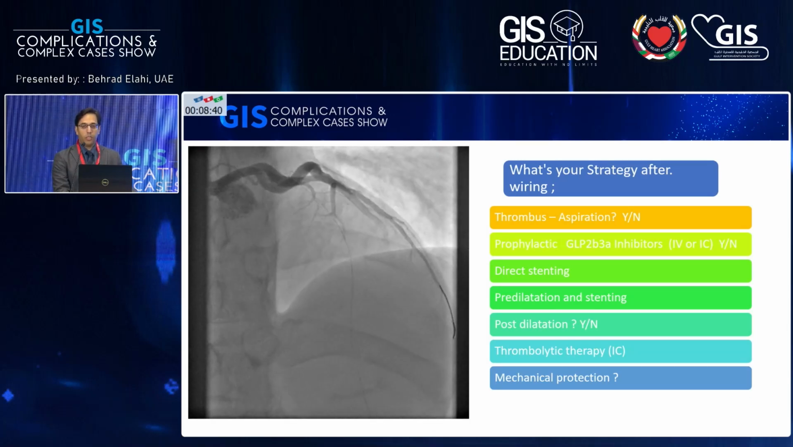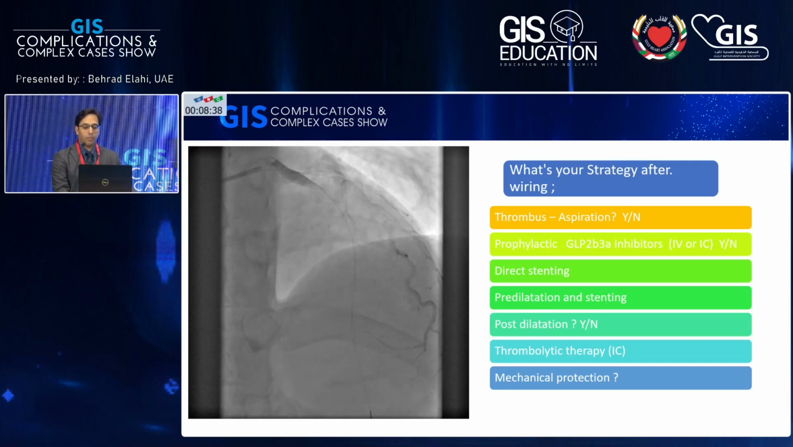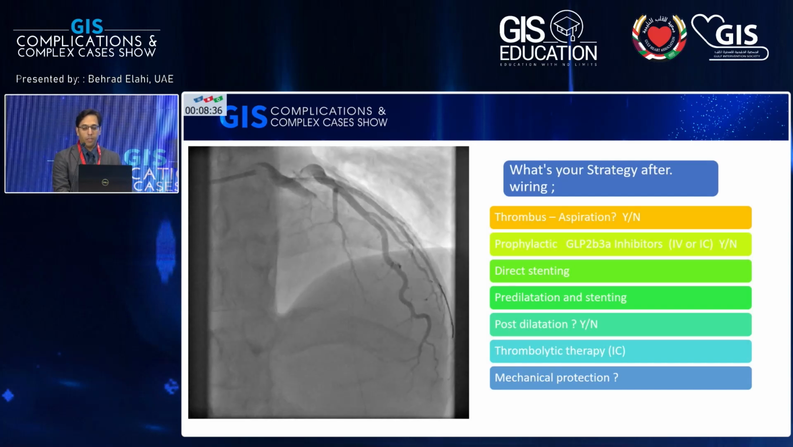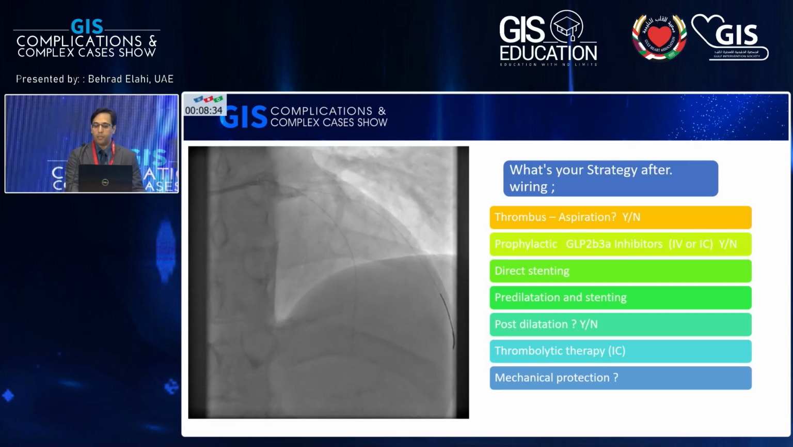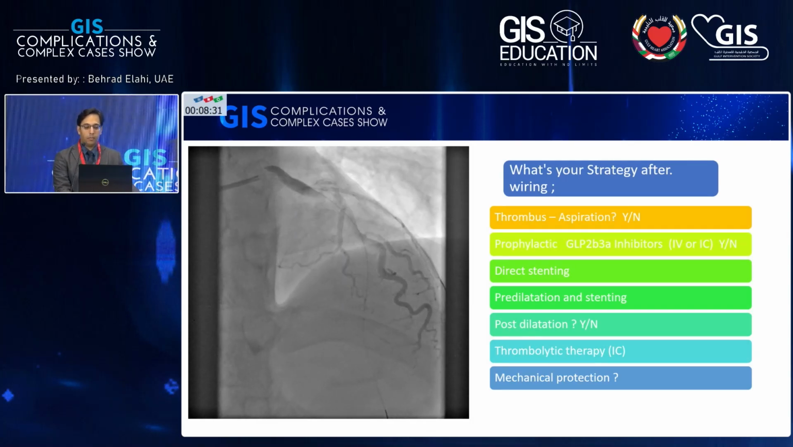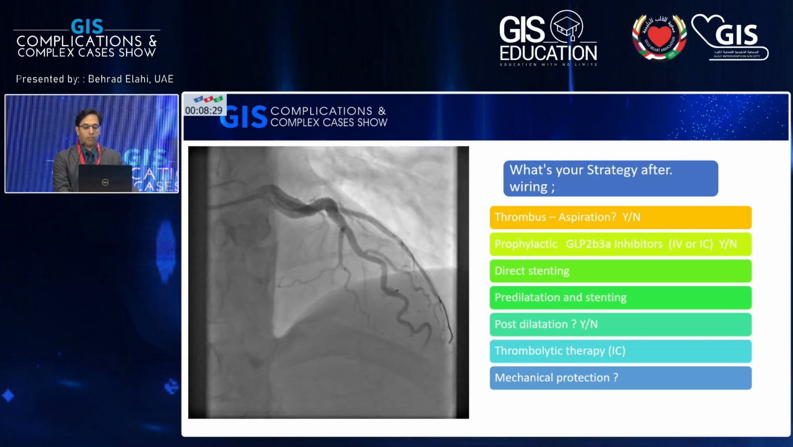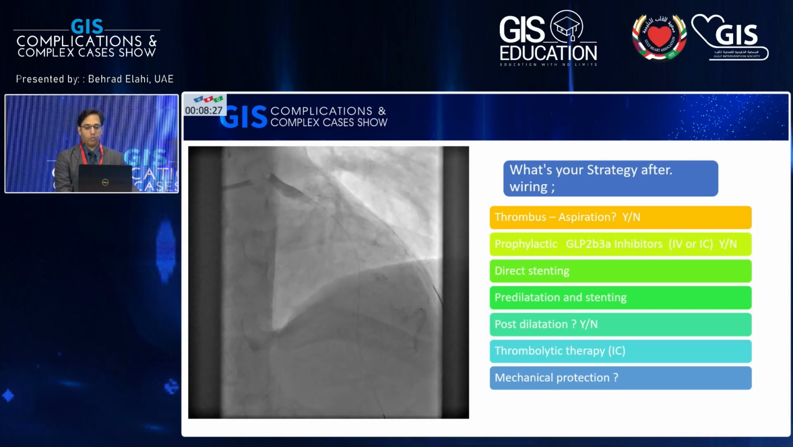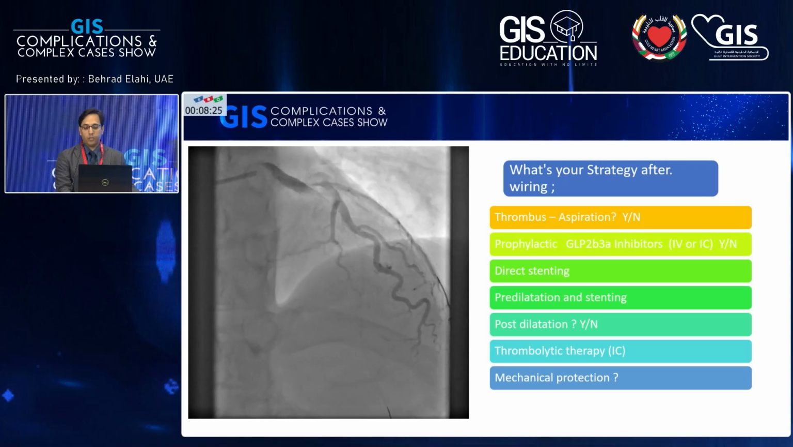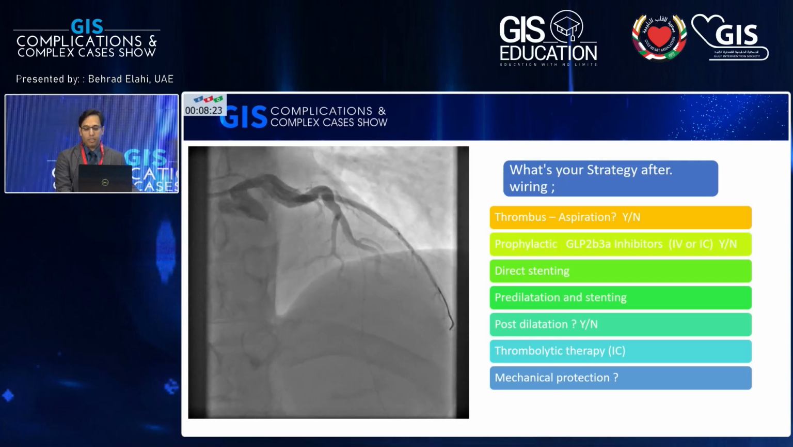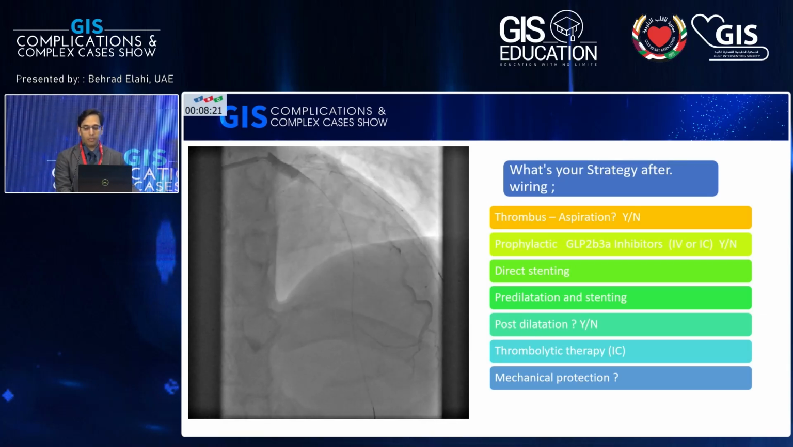Here we have so many options that we can keep in mind. There's thrombus aspiration, prophylactic 2B3A inhibitor, just go for direct stenting, pre-dilatation and stenting, and finally we need a post-dilatation, thrombolytic therapy, mechanical thrombectomy. All the options are available and on the table, and we should choose.